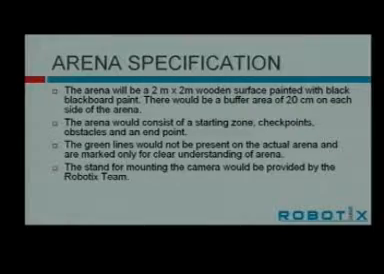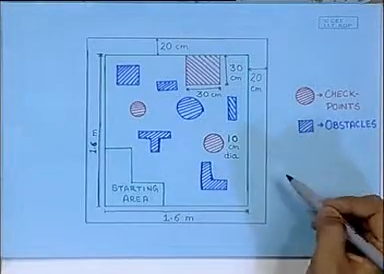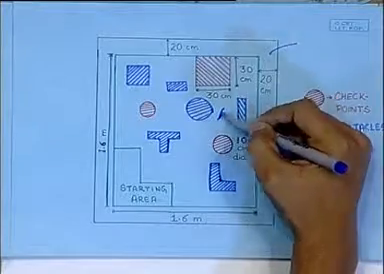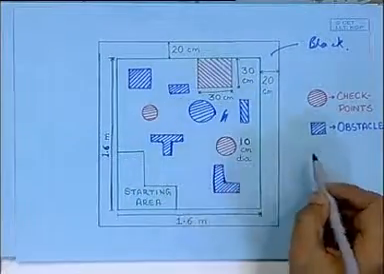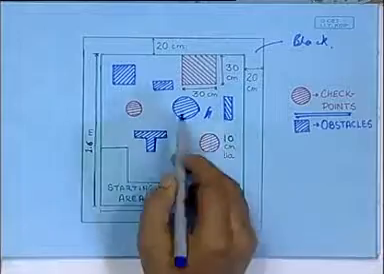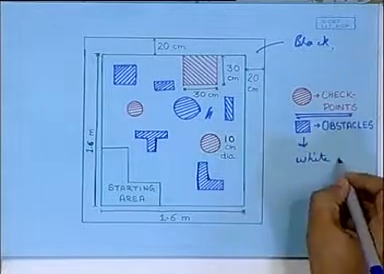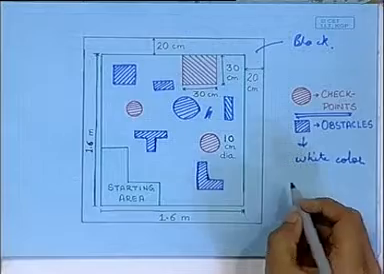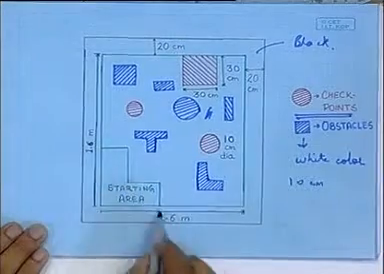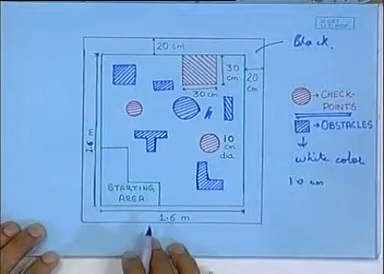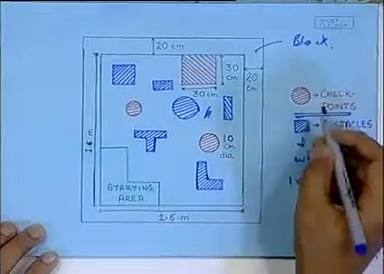Now we move on to the arena. This is a wooden arena painted black. That means this portion and this portion is painted black. These red color circles are called checkpoints, and these blue colored obstacles here are actually white colored in the arena, and these will have a height of 10 centimeter. Now this area is the starting area for your bot, and this 30 cross 30 size red colored square is your endpoint.